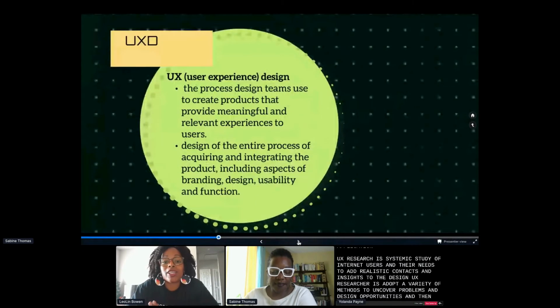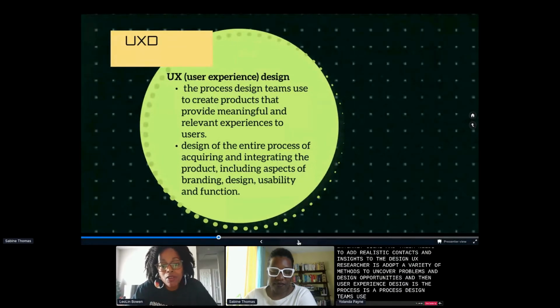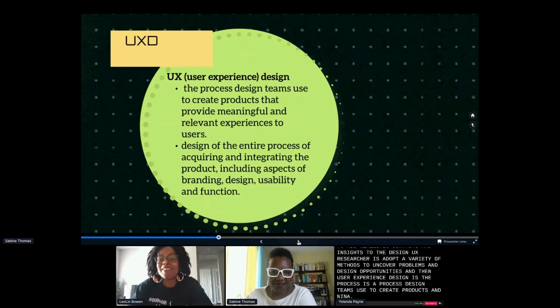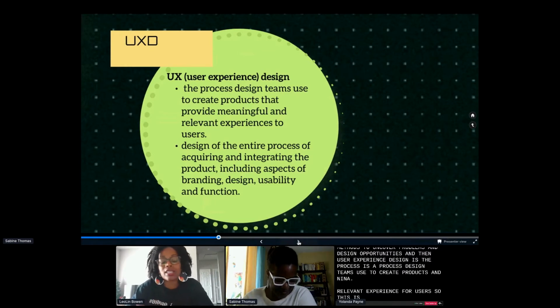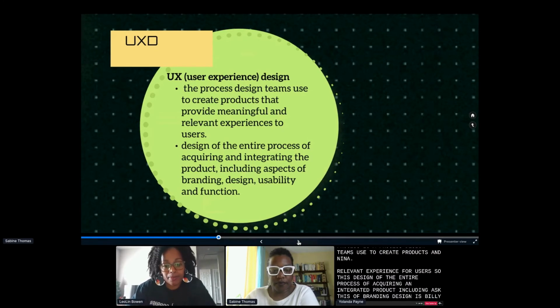And then user experience design is the process design teams use to create products and provide meaningful, relevant experience for users. This involves the design of the entire process of acquiring and integrating the product, including aspects of branding, design, usability, and function.